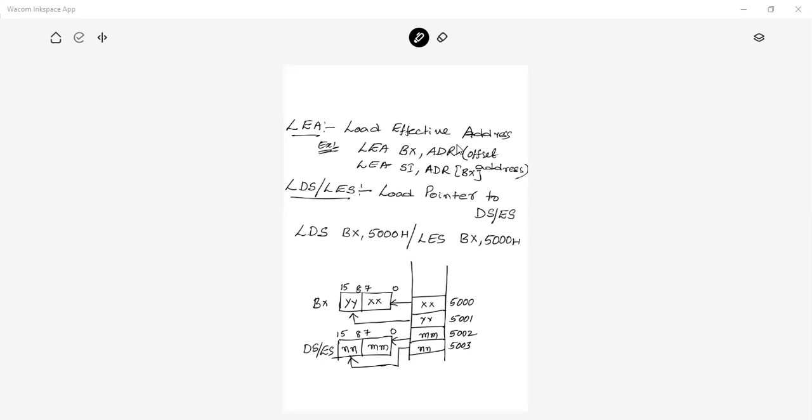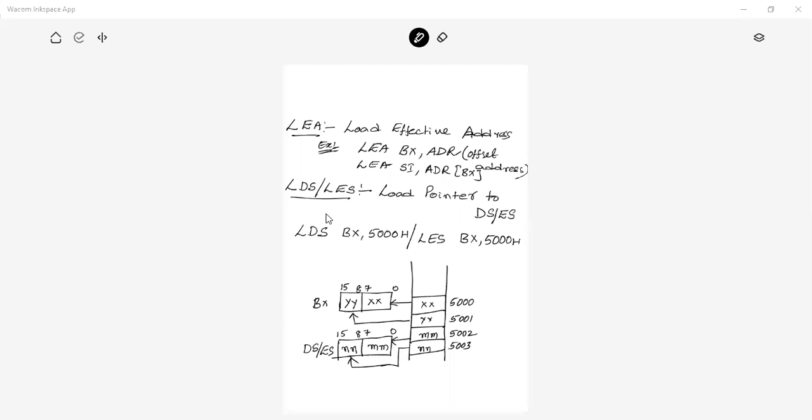So copying the offset address into the specified offset register in the instruction is nothing but the purpose of this particular instruction, load effective address.